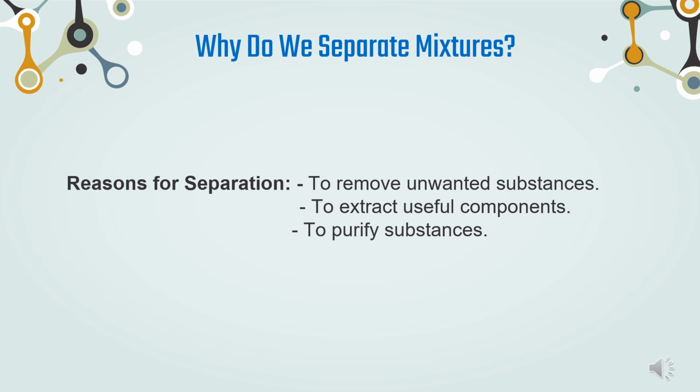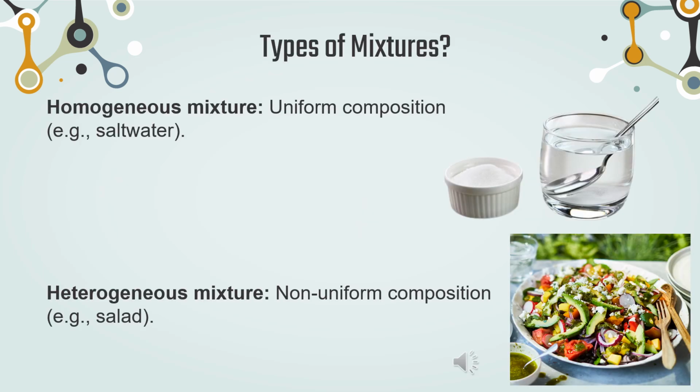Why do we separate mixtures? Actually, we separate mixtures in order to remove unwanted substances, to extract useful components that we want, or to purify substances. We have two types of mixtures: homogeneous mixture, where it is formed of one phase, like salt and water, and heterogeneous mixture, which is formed of two or more phases, like salad, pizza, etc.